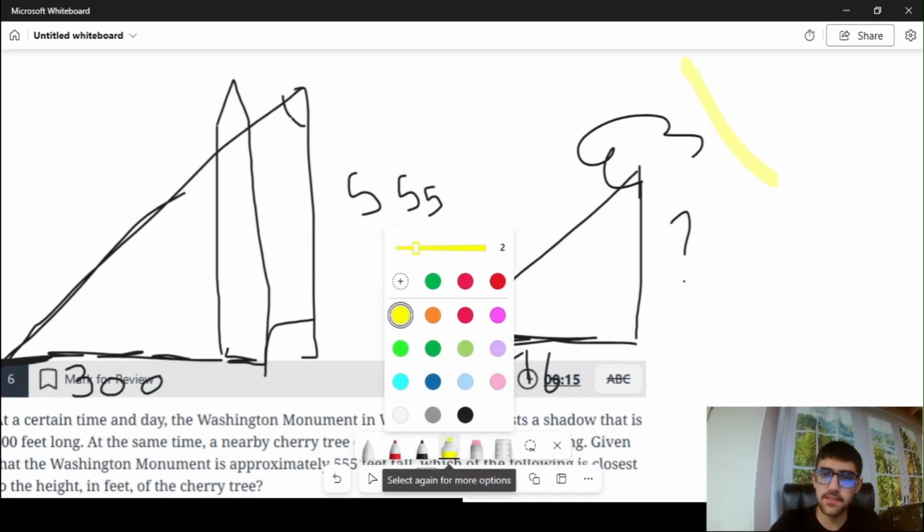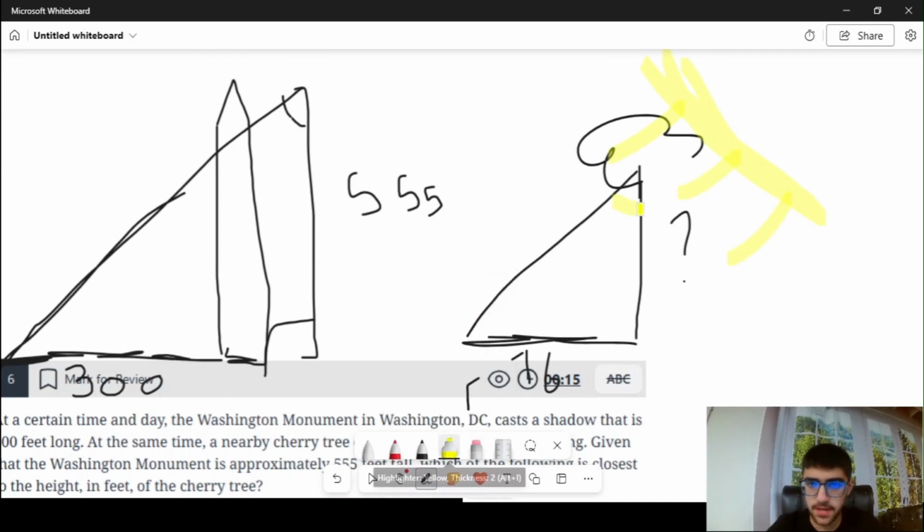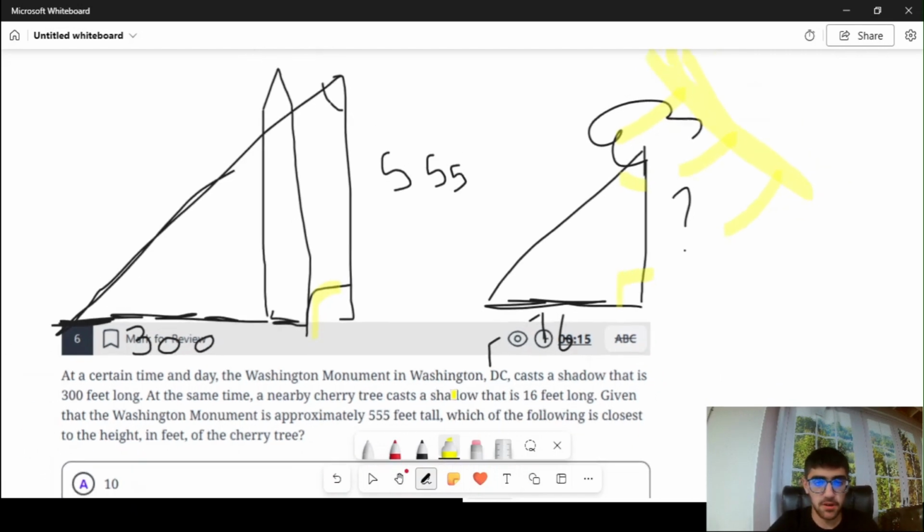The sun is shining the same way, so this is going to be the same angle. Then we have the right angle that's the same, because it's just a straight tree and then a shadow on the ground, so that's going to be perpendicular. So then we have this one and this one. By angle, like I said, they're similar.